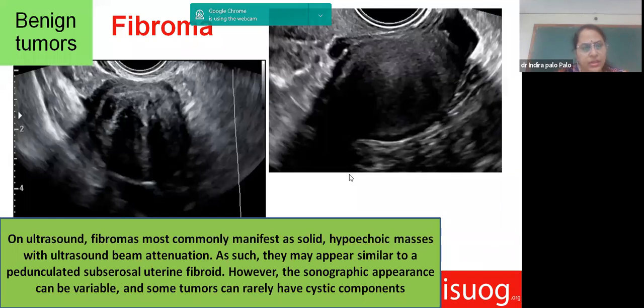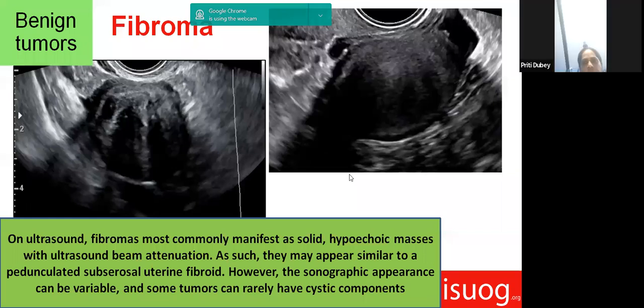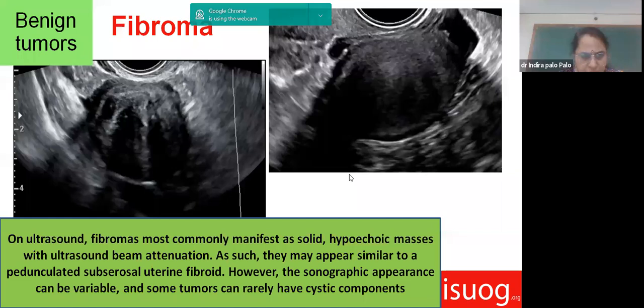The most uncommon or very rare benign tumor that we may encounter in the ovary is the fibroma. On ultrasound, its texture is mostly like a fibroid of the uterus. It mostly manifests as a solid hypoechoic mass with ultrasound beam attenuation. This is another condition where there will be acoustic shadowing apart from the dermoid cyst. Again, fibroma also causes acoustic shadowing. As such, they may appear similar to a pedunculated subserosal fibroid. However, the sonography appearance can be variable, and some tumors can rarely have a cystic component after degeneration.